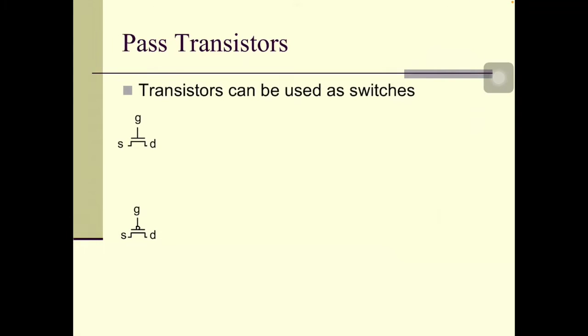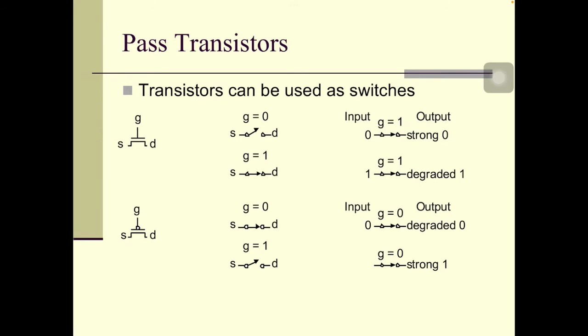Bismillahirrahmanirrahim. Today we are going to talk about pass transistors. Pass transistors are single transistors that can be used as switches. So we can use an NMOS or a PMOS. The NMOS has the drain, gate, source. Similarly, the PMOS has the drain, gate and source.